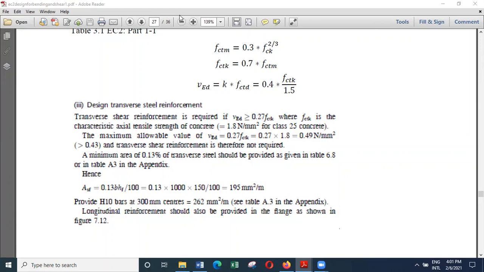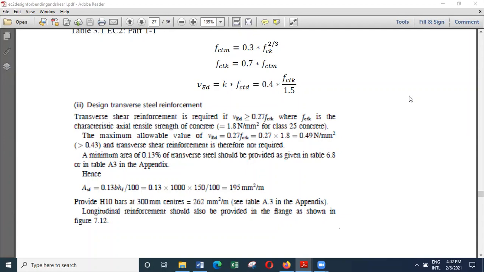Sir, is there any similar calculation in the BS method also? Actually, the BS code was not very particular about this, except for composite construction and so on. The reason is, in BS, they consider this as a flanged beam. When you have the flange action, it is in situ cast construction.